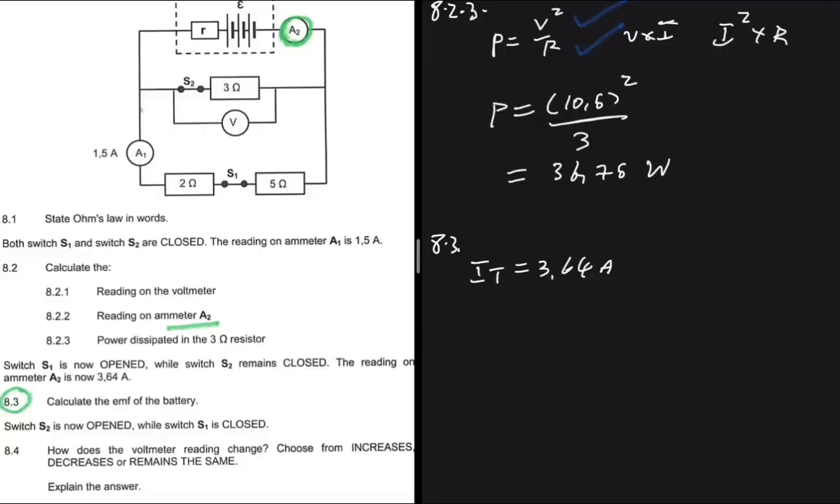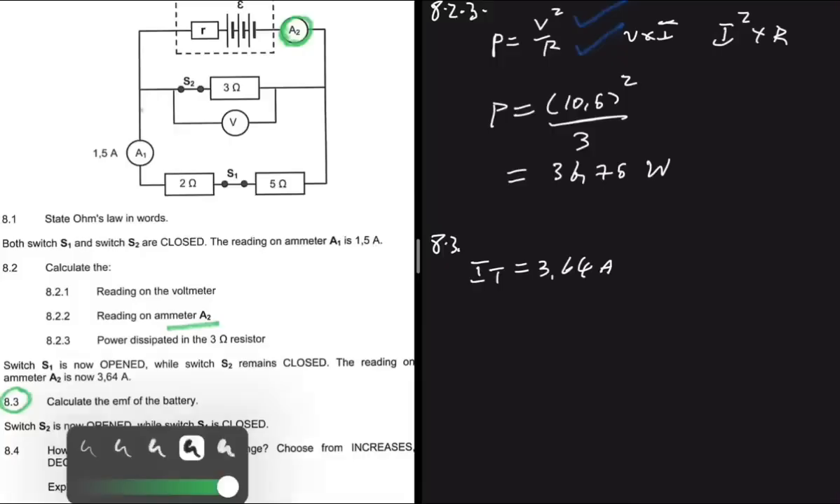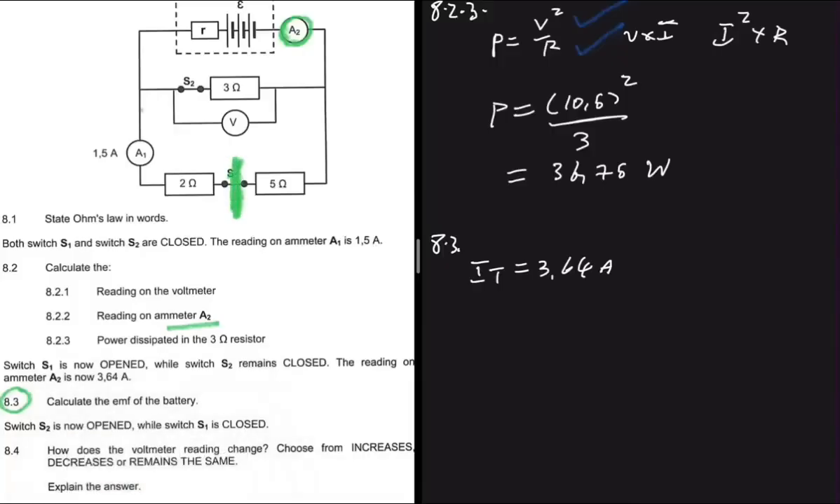So let's go to our sketch and see what happens when switch S1 is open. When switch S1 is open, the current is no longer passing this point, right? So basically, all the current is going to flow like this. All the current is going to pass through the 3 ohm resistor. So now our total resistance is 3 ohm.